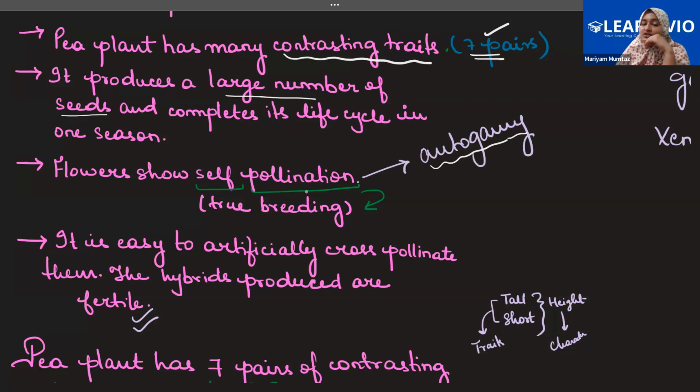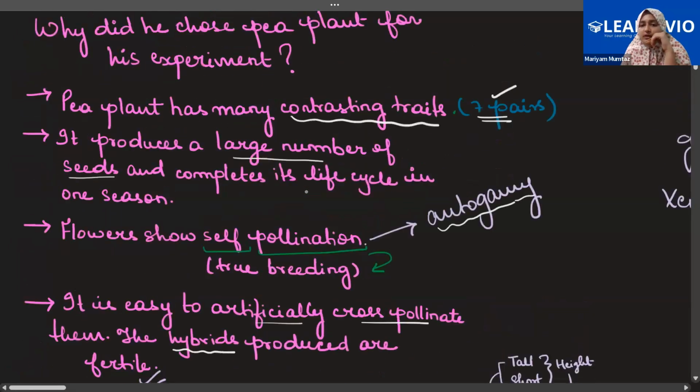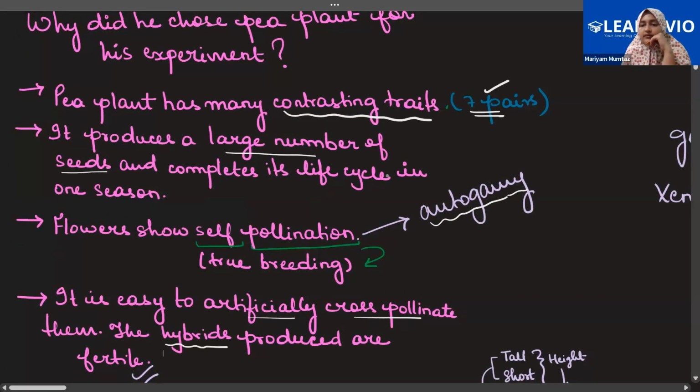Apart from that, since it shows self-pollination, if we want to introduce any external pollen, we can cut the anther by emasculation, right? And we can introduce the new pollen. So that is why it is easy to artificially cross-pollinate them. Another reason is that after cross-pollinating, hybrids are produced and these hybrids are fertile, meaning when they are used to reproduce further, they will do so. So these are the many reasons because of which Mendel chose the pea plant. Clear? Any doubts?